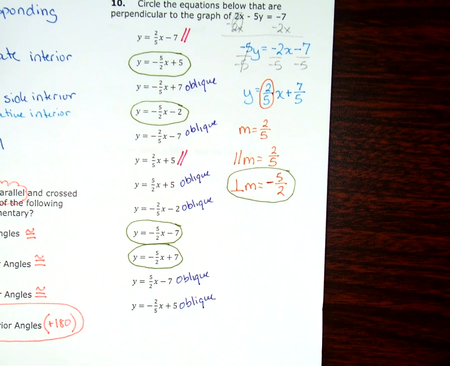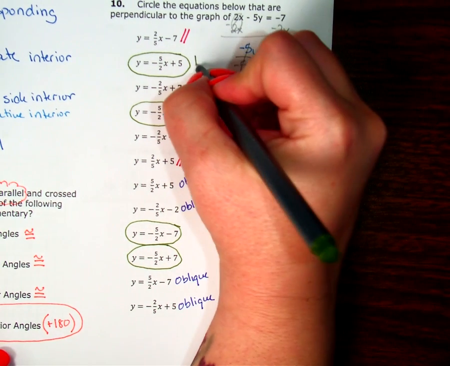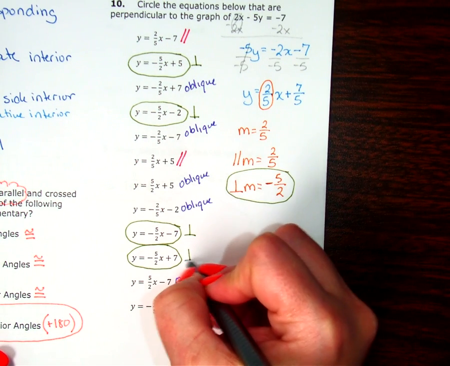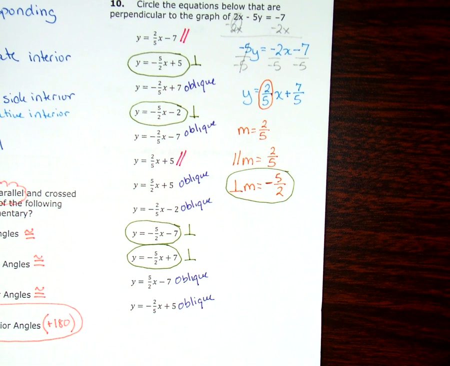Okay, and then those circled ones, remember it did ask me to find all the equations that were perpendicular. So the circled ones, when we're looking back and reviewing, those are the ones that are perpendicular according to their slope. Okay, hopefully that helped you.